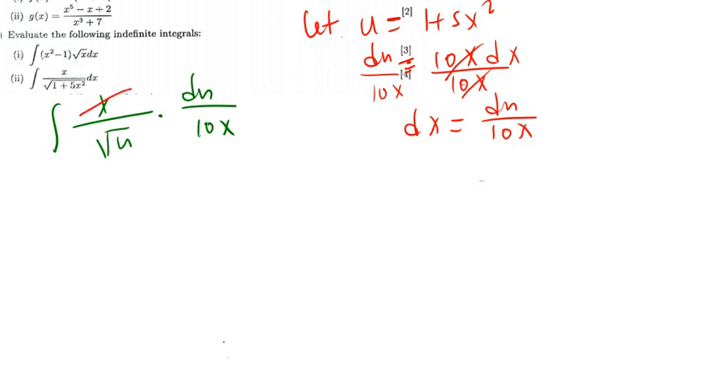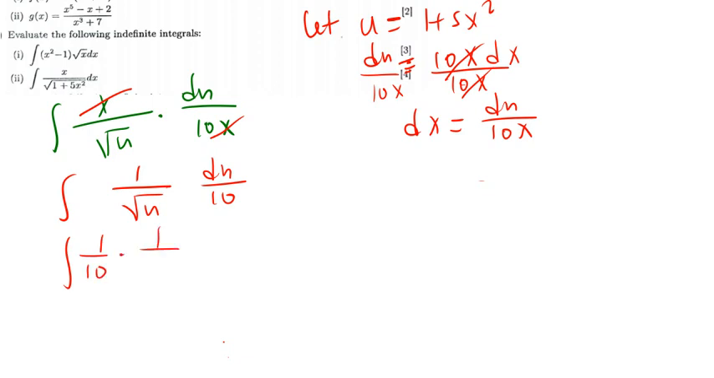Now x and x can go. So I'll end up having the integral of 1 on top divided by the square root of u times du over 10. When we're talking about du over 10, it's basically the same as the integral of 1 over 10. Here I can put it here. Then again times 1 over the square root of u, then du. So the constant, just remove it, put it outside. So it will be 1 over 10, the integral of 1 over the square root of u, then du.